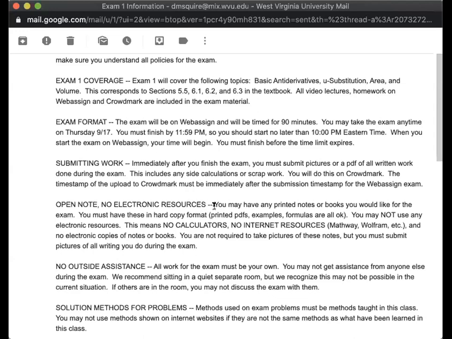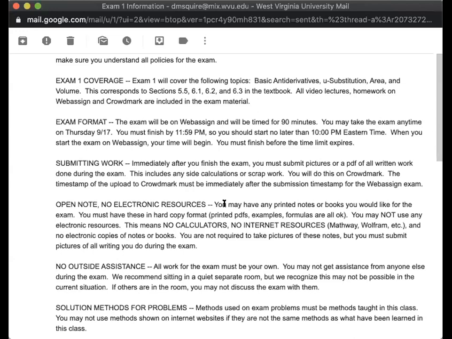It is open book, open note, but no electronic resources. So you can have anything you want printed out. That includes all the handouts that I've given you, your class notes, and if you've done homework problems, you can have all that. That's completely fine. It just has to be on paper. If you want to print things out, that's fine. If you want to write things down, that's fine. We've said before, not everybody has a printer, and that's okay. You don't have to have a printer, but you're welcome to write down anything you want.